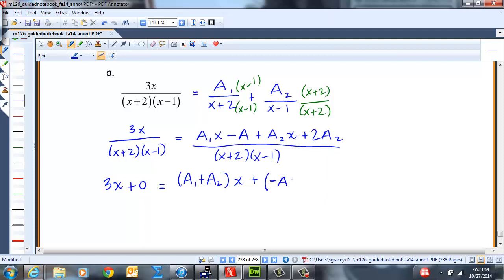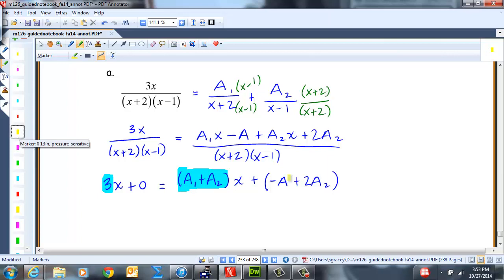So we'll have plus negative a and then plus 2 times a2. Okay, so far? So we're going to equate a1 plus a2 to 3 because both of these are coefficients to x. And we're also going to equate the constant. So these are constants, so they have to equate to this constant.